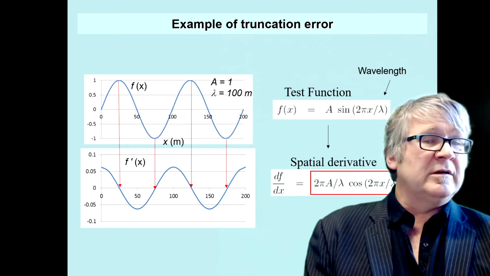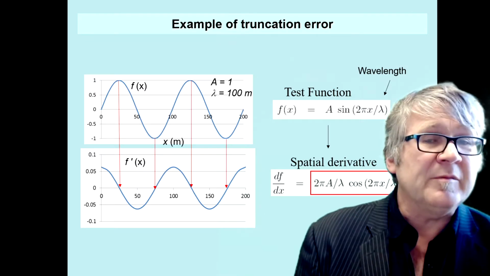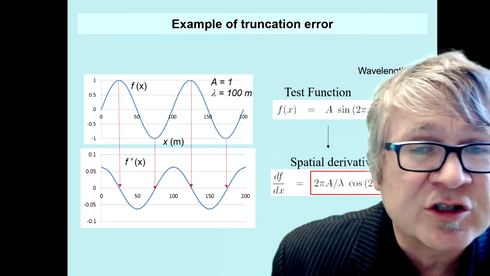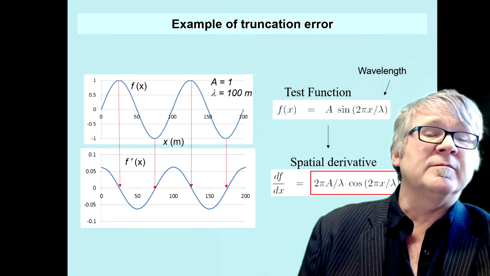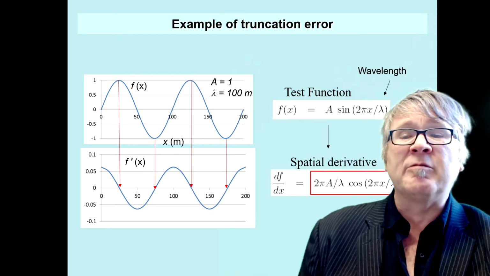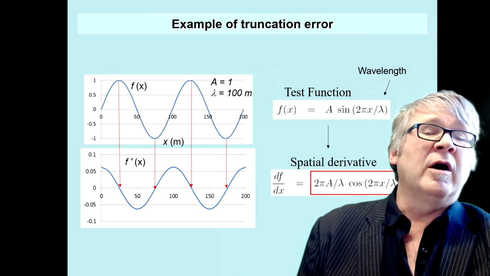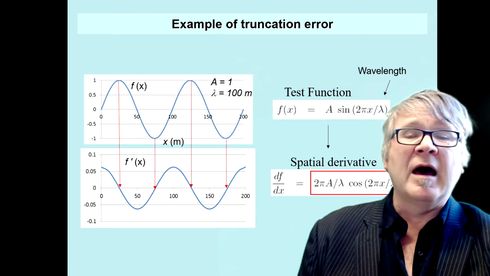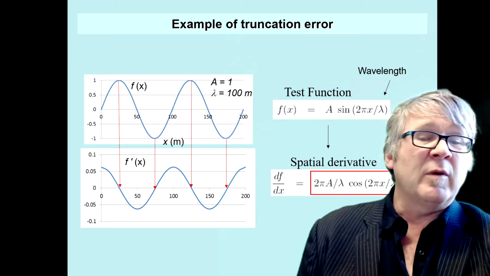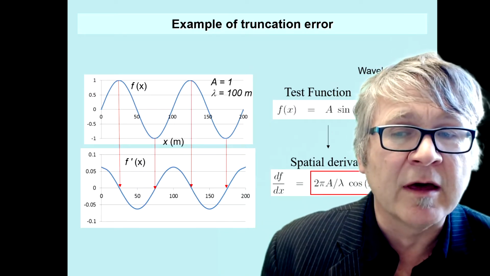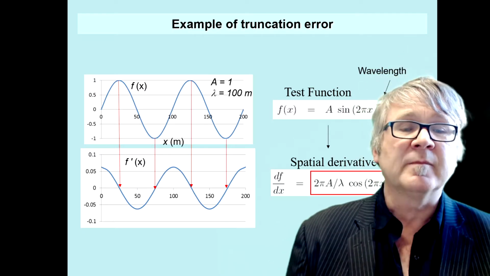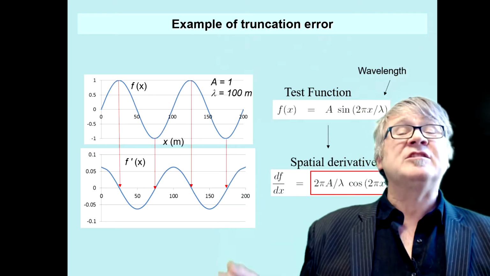It only depends on location; there's no time development or evolution at all. It's just a stagnant function. And it's shown here. The function varies between +1 and -1 on a wavelength of 100 meters, so for 100 meters you get a complete cycle, going up, going down, going back. And then you can work out the spatial derivative.